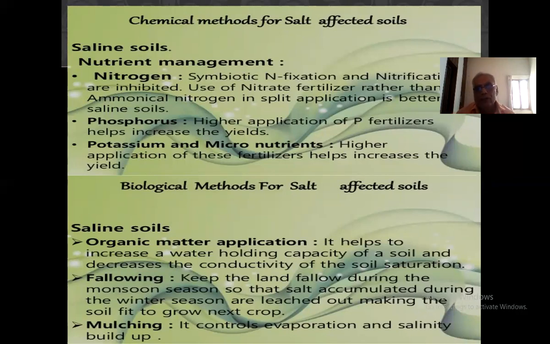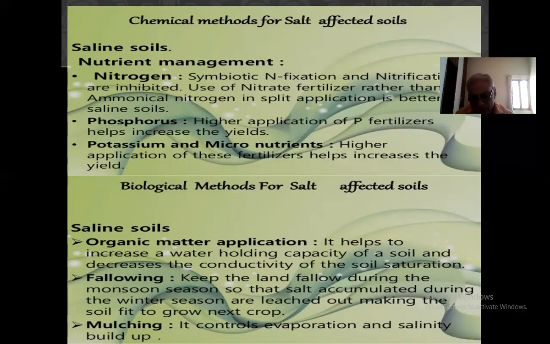Then phosphorus. Higher application of phosphorus fertilizer helps increase the yield. As I said, the nutrients are present in the soil, but they are not available to the plant due to soil constraints. Therefore, we have to apply phosphatic fertilizer to the soil so that phosphorus is available to the plant and your crop yield increases. Potassium and micronutrients: higher application of these fertilizers also helps increase the yield.